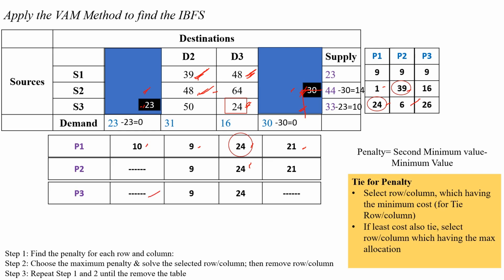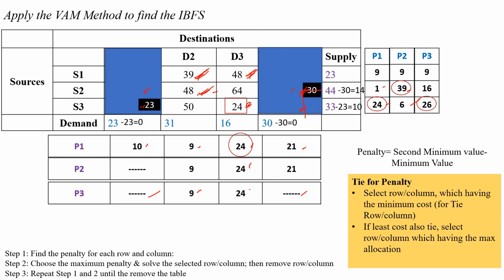For the D2 column, the minimum value is 39 and the next to minimum is 48, so the penalty is 9. And for the D3 column, the minimum value is 24 and the next to minimum value is 24, and there is no D4 column. Then among these values, we have to choose the maximum penalty. Here the maximum penalty is 26 for the S3 row. Then you have to solve the S3 row. In the S3 row, the minimum value is 24.